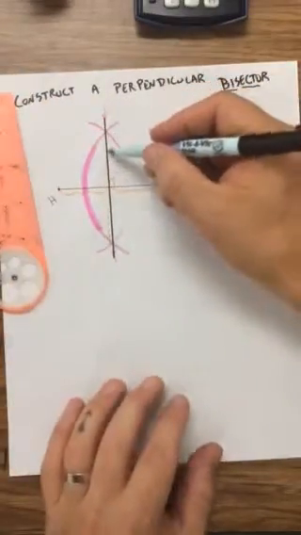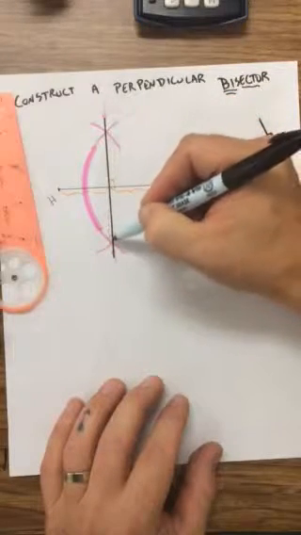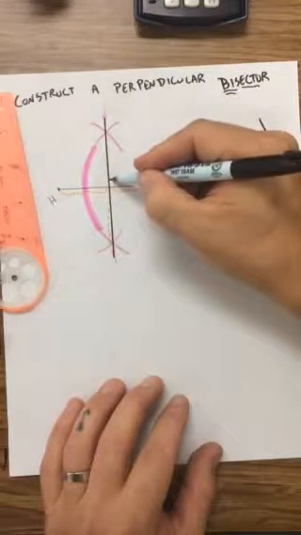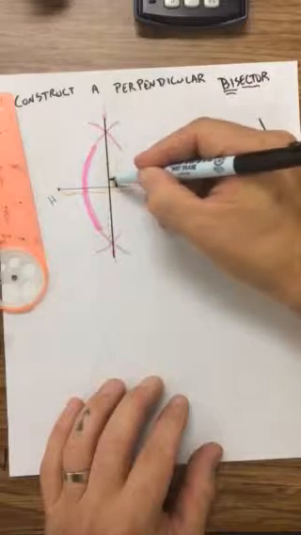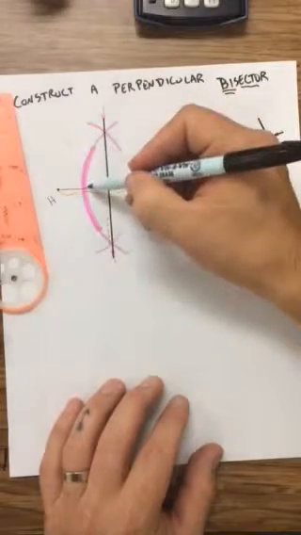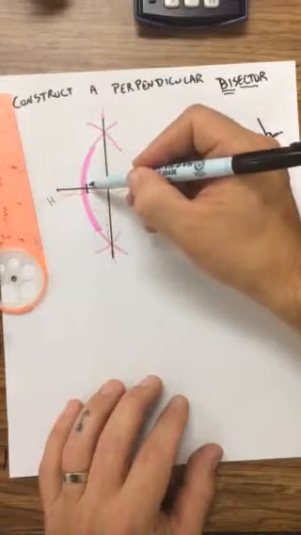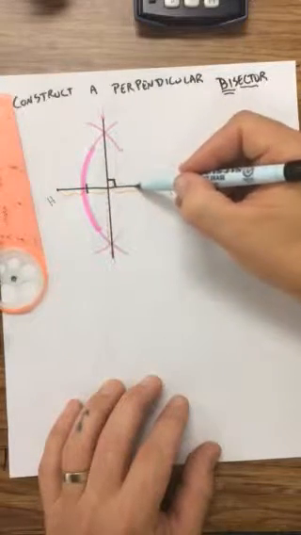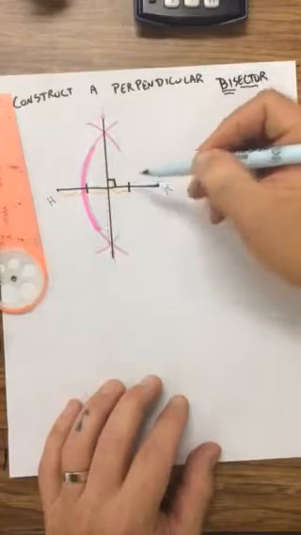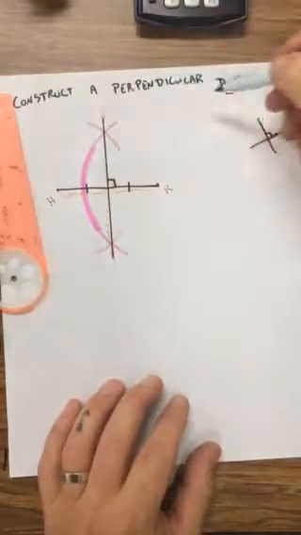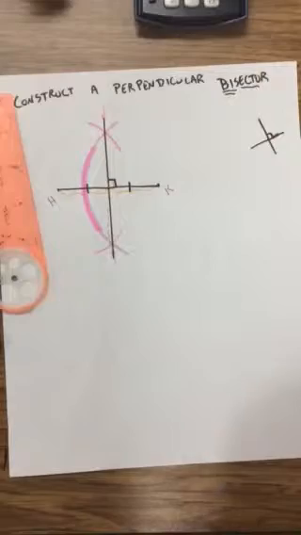Now whenever I connect those intersections, that line right there, not bad. Wow, look at that. Not bad at all. That black line is perpendicular to my original, and I can use some tick marks. This line right here, 1, is congruent to, or the same size as, that line right there. And that is how I construct a perpendicular bisector.